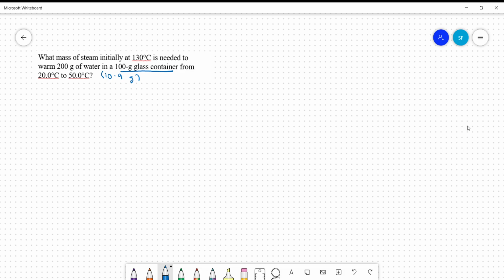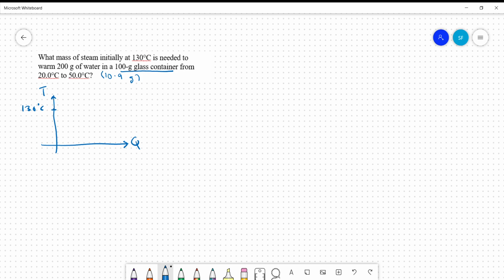Now in this question, I prefer to draw a graph of T versus Q for both steam and water and also glass. Initially the steam is at 130 degrees Celsius. We are going to put it in water to increase the temperature of the water from 20 to 50 degrees Celsius.